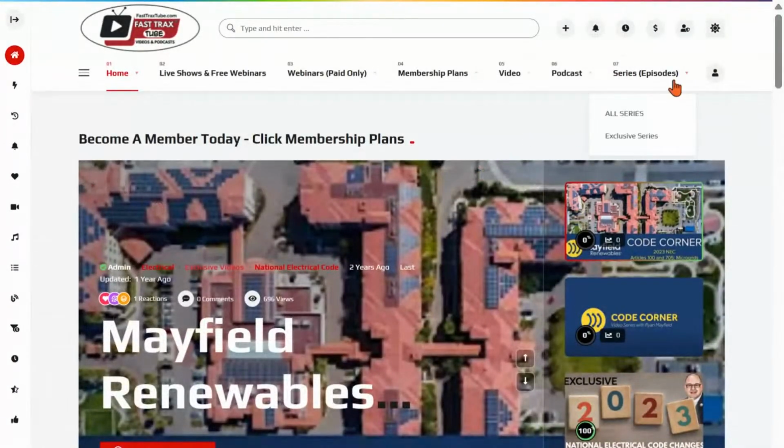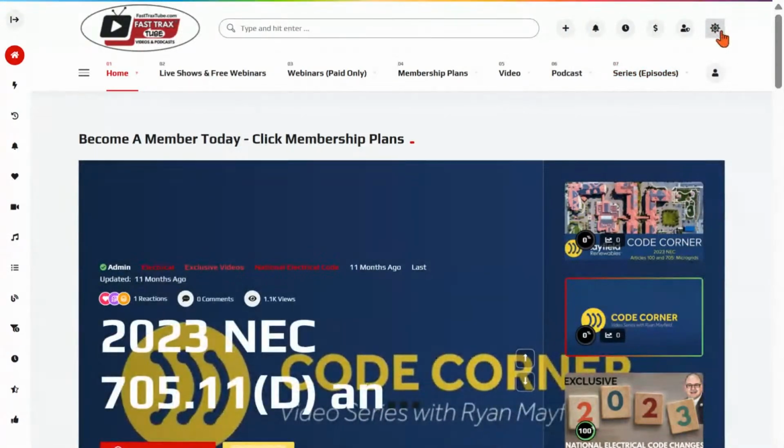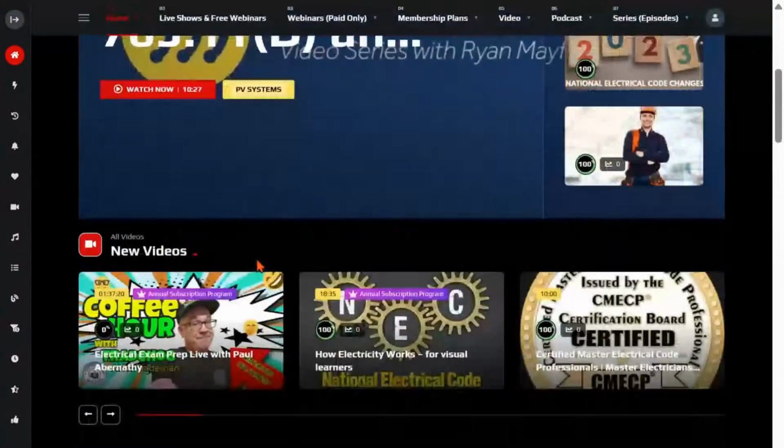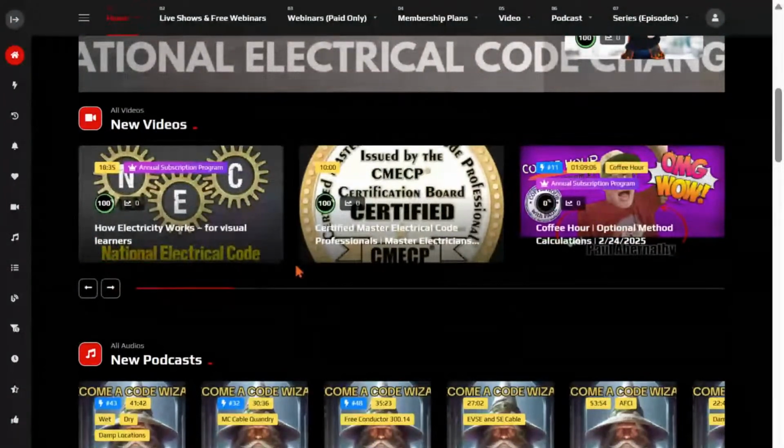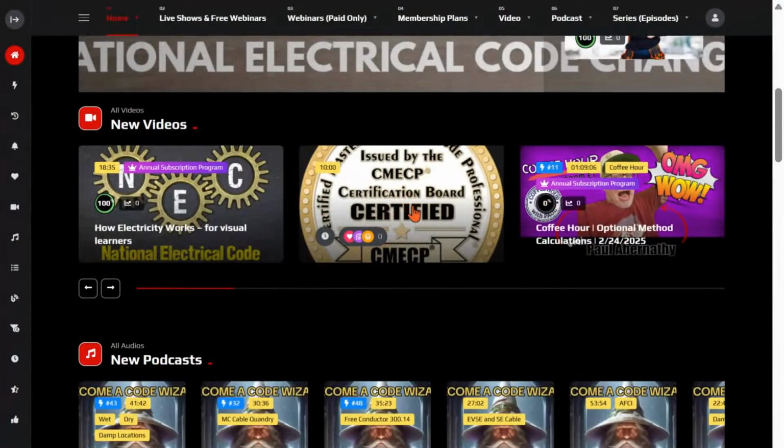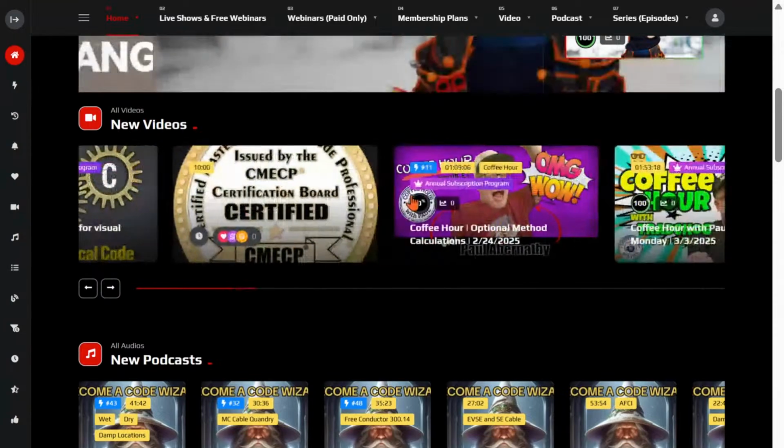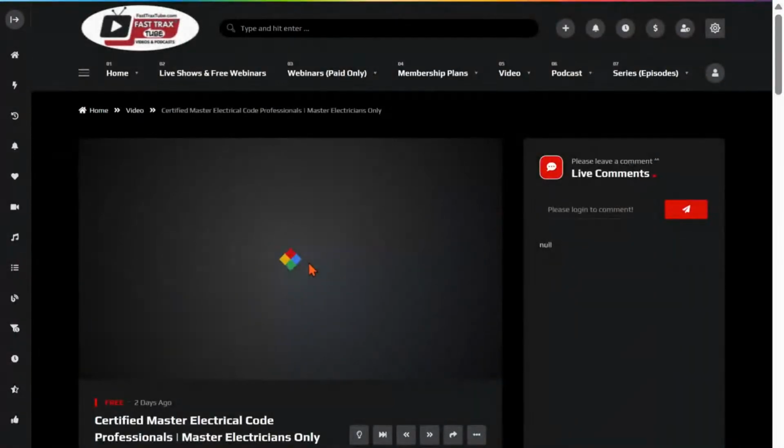All right, let's go over here to home real quick. You have a choice to change the color. Here is the white background. If you go right here, you can change that background to black. And then I want to show you what the player looks like. Here's a free one right here. This is our CMECP. You click on it, and you see the player right here.